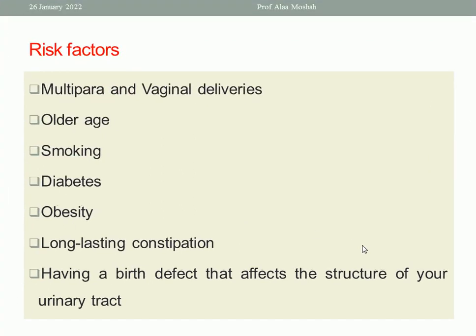What are the risk factors? Multiple vaginal deliveries, multiparity, older age, smoking, diabetes. Diabetes, as we all know, can cause peripheral neuropathy and can affect the bladder by different means. Obesity, incontinence is more common in obese patients. Long-standing constipation, or having a birth defect that affects the structure of the woman's urinary tract.